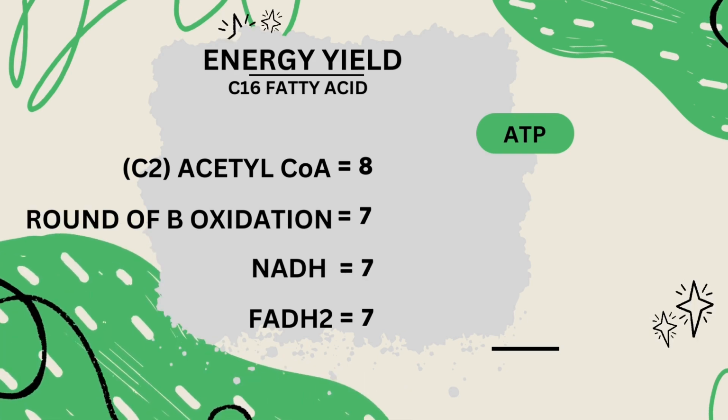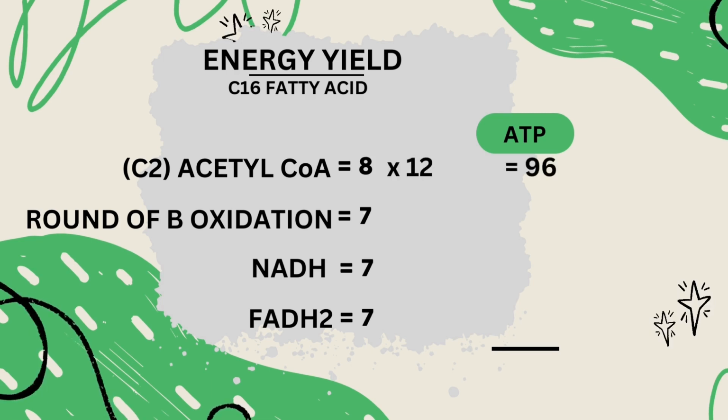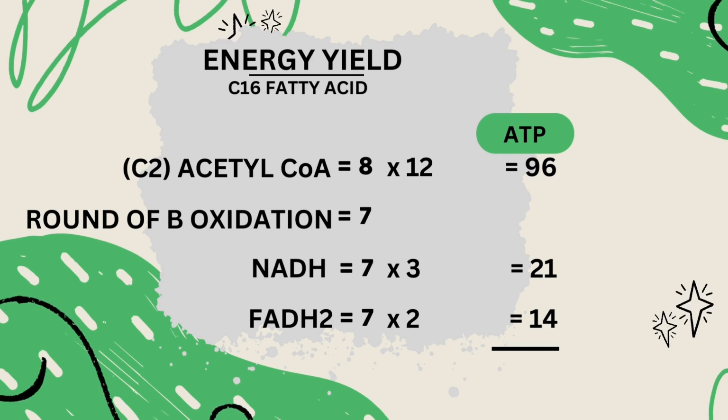How many ATPs do we get? Well, we know from the TCA cycle that 1 acetyl-CoA gives us 12 ATPs. So, 8 acetyl-CoA multiplied by 12 ATP gives 96 ATP. 1 NADH is equivalent to 3 ATP. So, 7 NADH multiplied by 3 gives 21 ATP. 1 FADH2 is equivalent to 2 ATP. So, 7 FADH2 multiplied by 2 gives 14 ATP. The total ATP is 131.